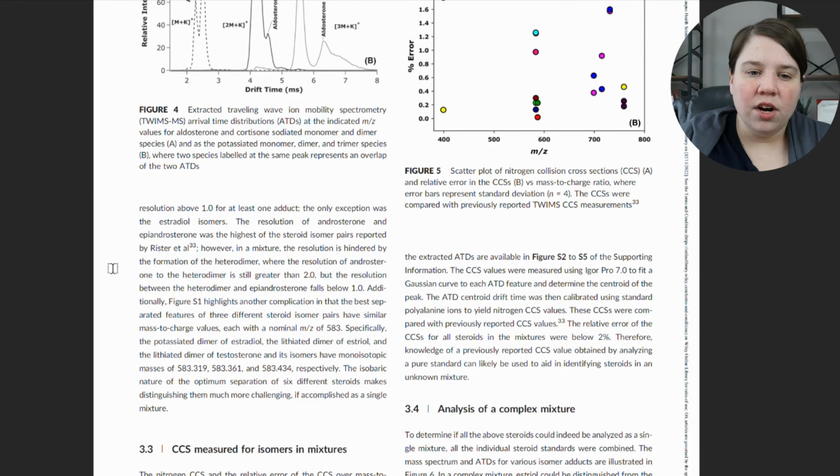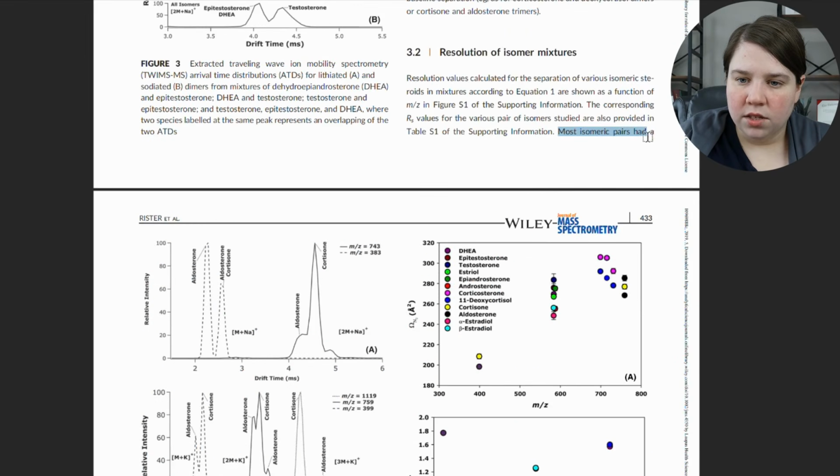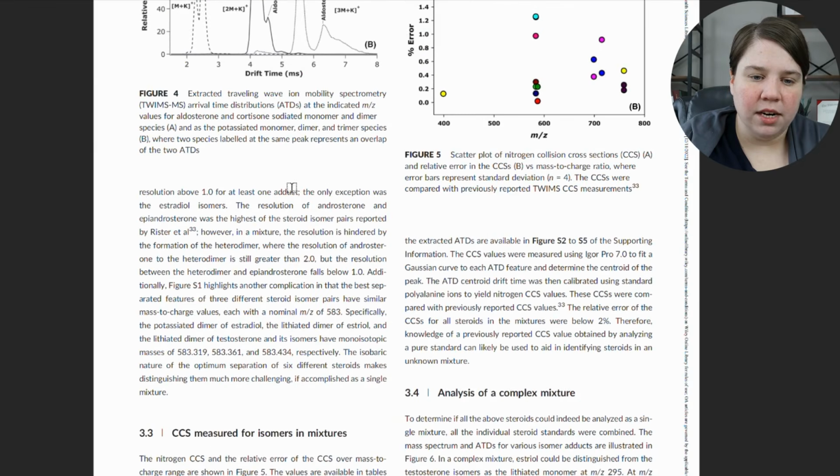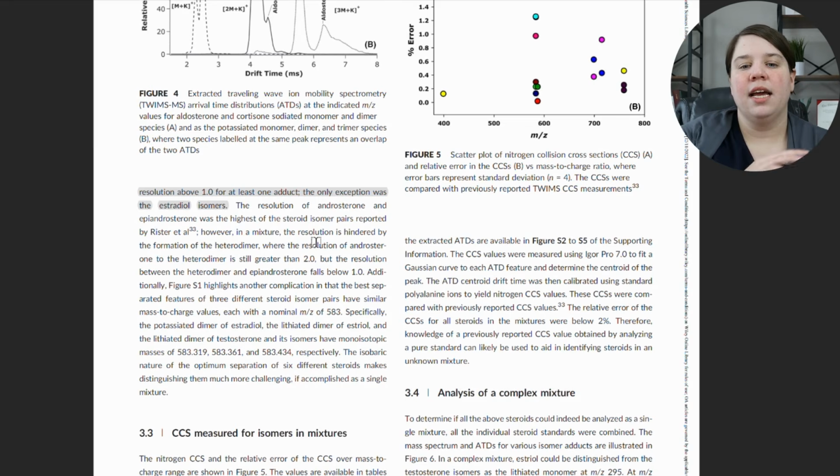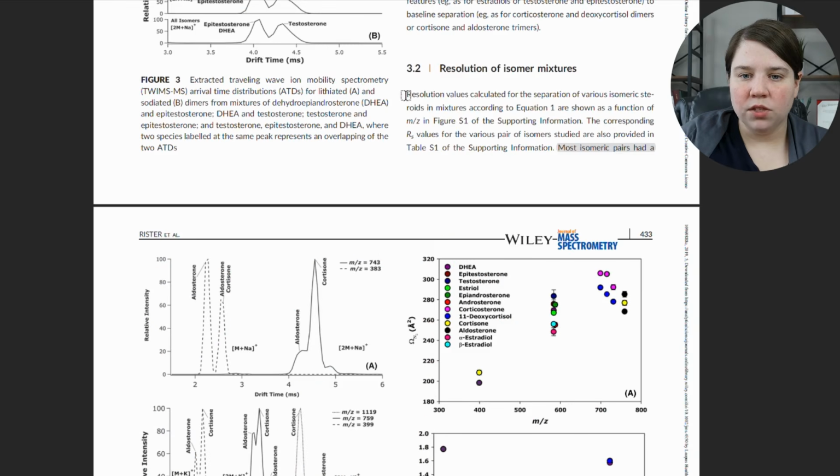And then over here, I like that I did one sentence here. So it starts here: most isomeric pairs had a resolution of 1.0 for at least one adduct, the only exception being estradiol isomers. So that's a really good impact thesis sentence. And so I think this is actually a really good example of doing a results and discussion. So we have this sentence, which is doing directions, so where to find information.